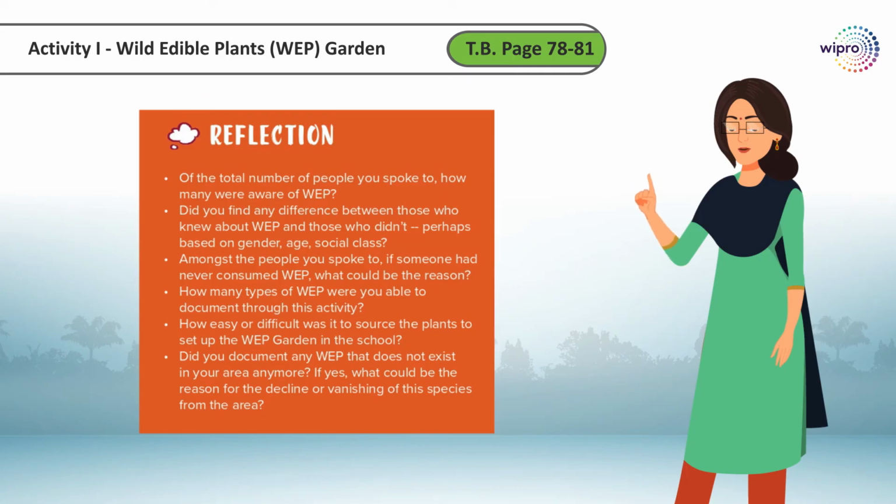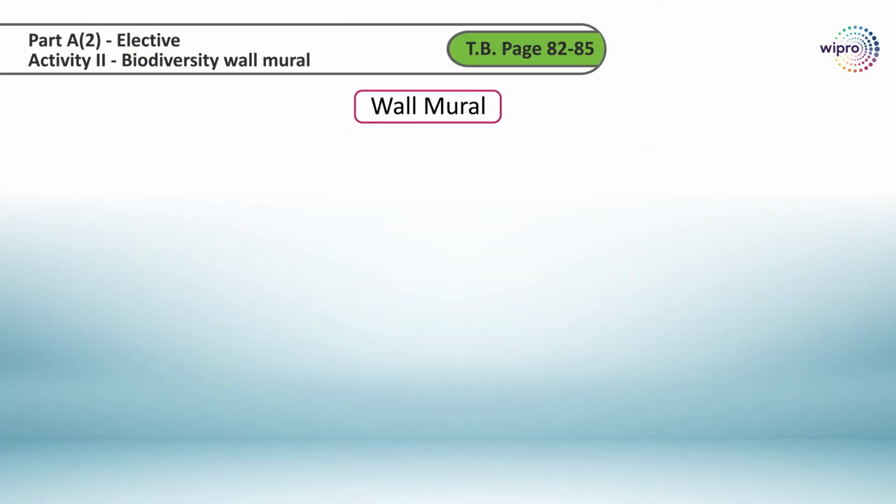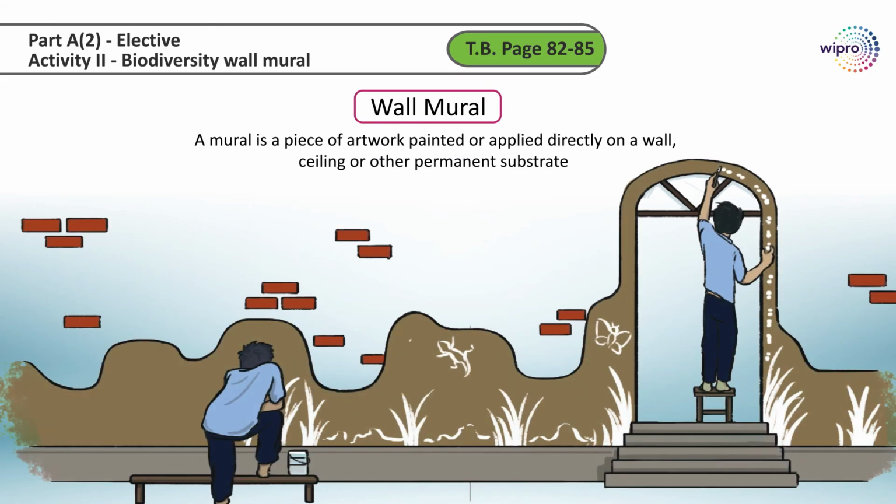And so on. The second elective is Biodiversity Wall Mural. A mural is a piece of artwork painted or applied directly on a wall, ceiling, or other permanent substrate.